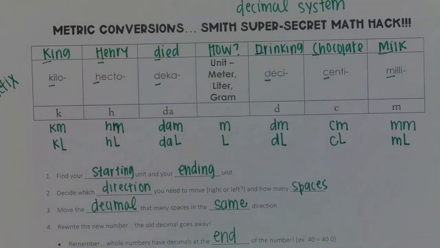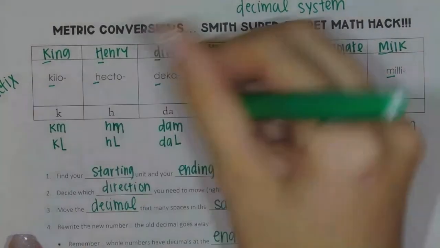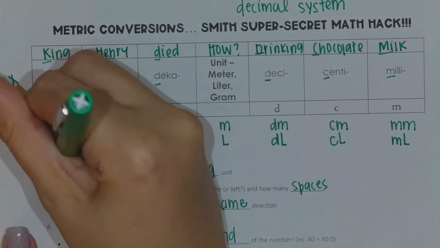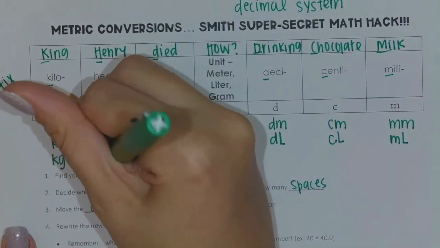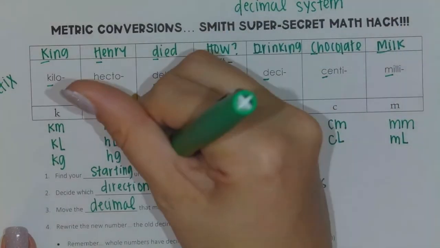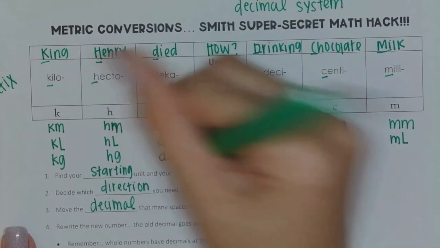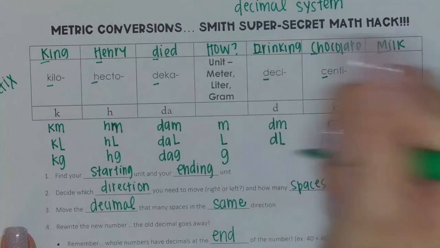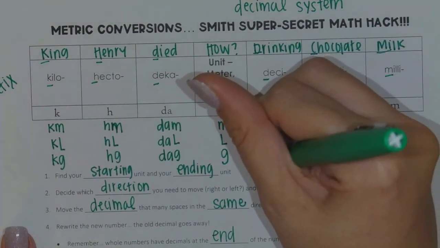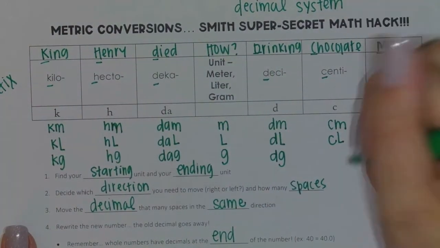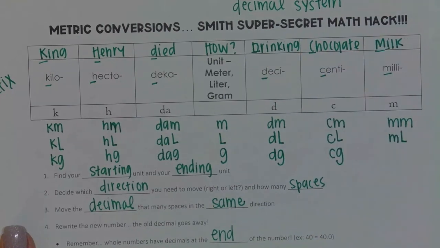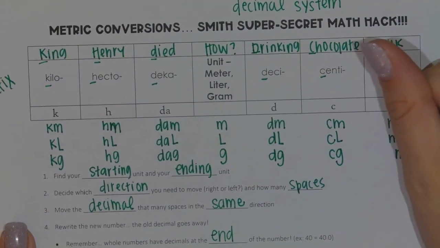And then moving on to the grams, everything is going to be lowercase here. So a kilogram would be kg. Hectogram, hg. Decagram, dag. Just a gram, regular g. Decigram, dg. Centigram, cg. Milligram, mg.